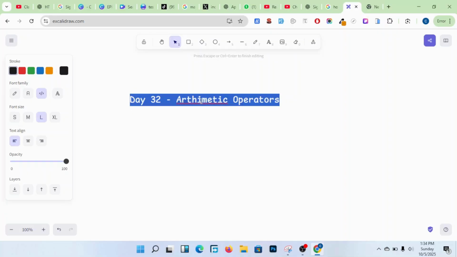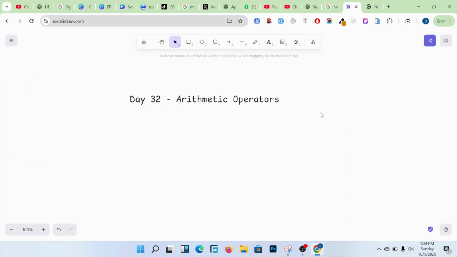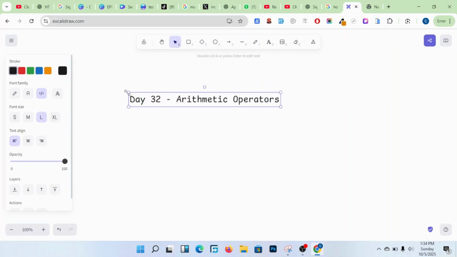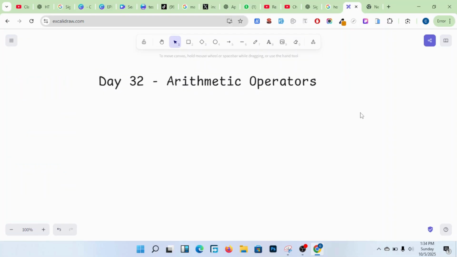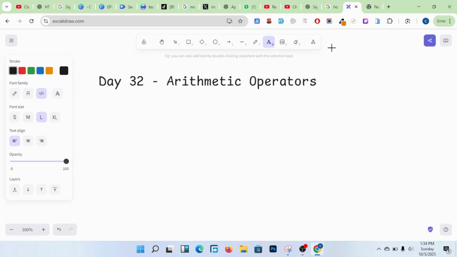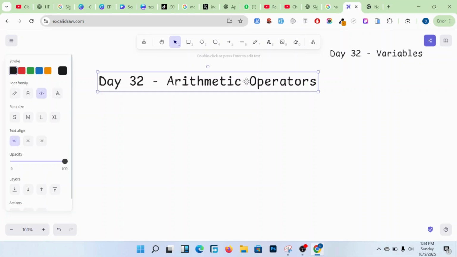Arithmetic, I think there is some spelling issue there. Arithmetic, yeah, it's like that. Arithmetic operators in today's class. In tomorrow's class, which is going to be day 33, we shall study variables. I've decided to push this to tomorrow because tomorrow's class is going to be a little bit wide, as we shall be looking at variables.